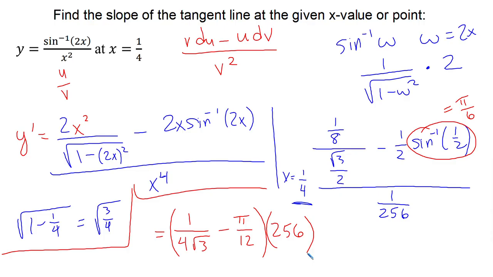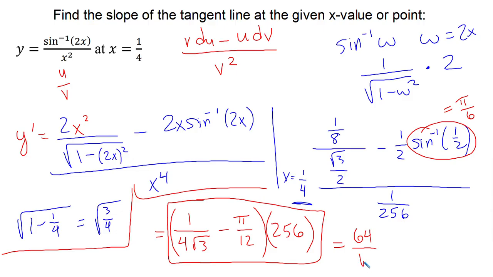And if you want to go in there and distribute that 256 through, you can. I don't really necessarily need you to do that. 256 divided by 4 ought to just be 64, so you get 64/√3. And then we can write it out. We get 64/√3, and then the 256 pi/12.